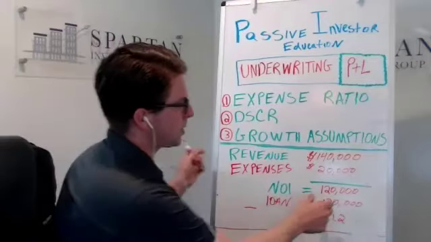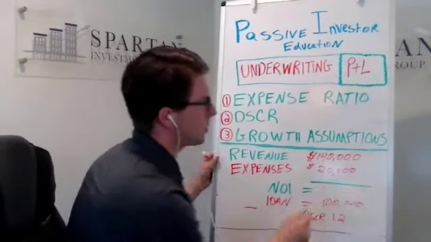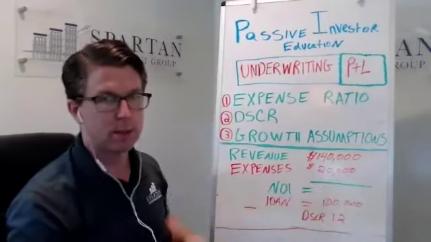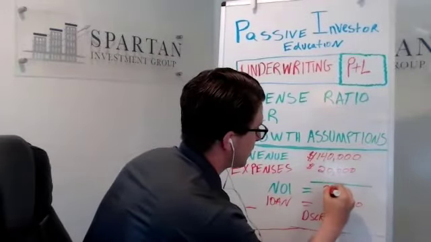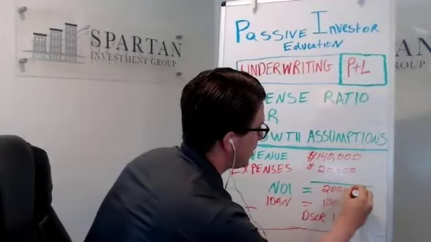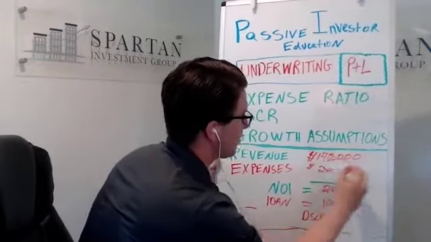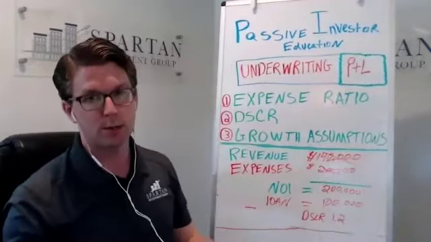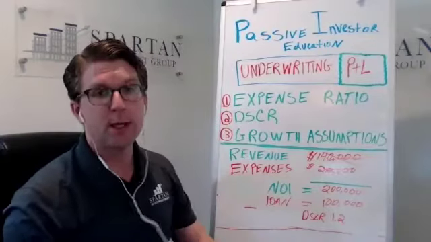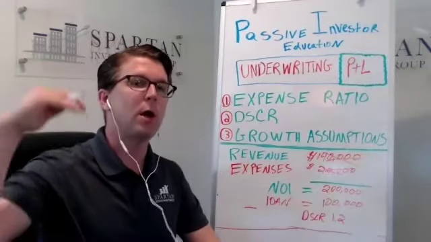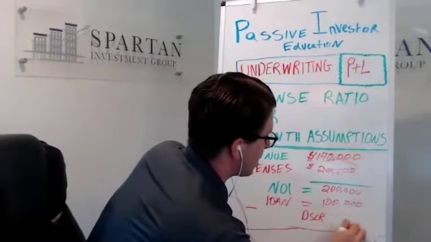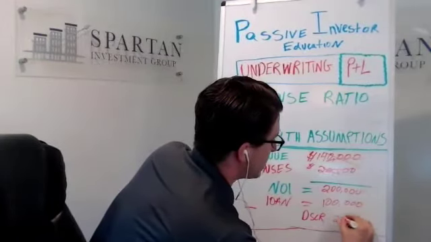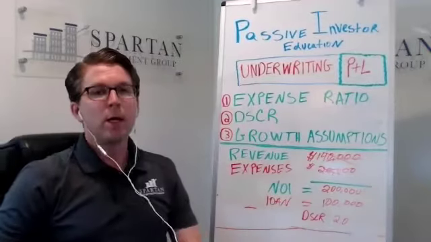Now, for the sake of example, let's just go ahead and move this NOI number up. Let's just say the NOI was $200,000 a year and your loan was $100,000. Now your debt service coverage ratio has gone up to 2.0. This is kind of looking a little bit stronger and better for the opportunity. So the DSCR is now 2.0.